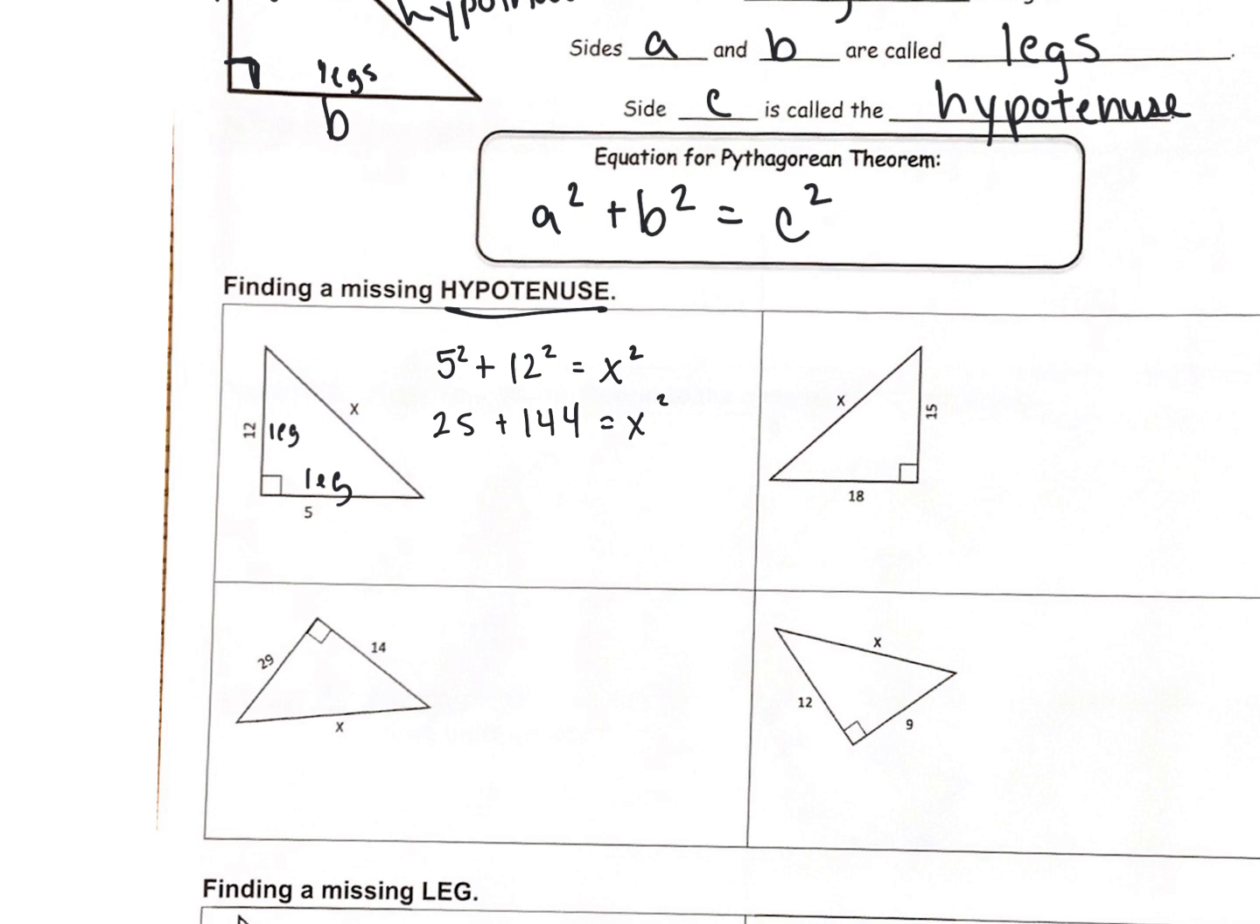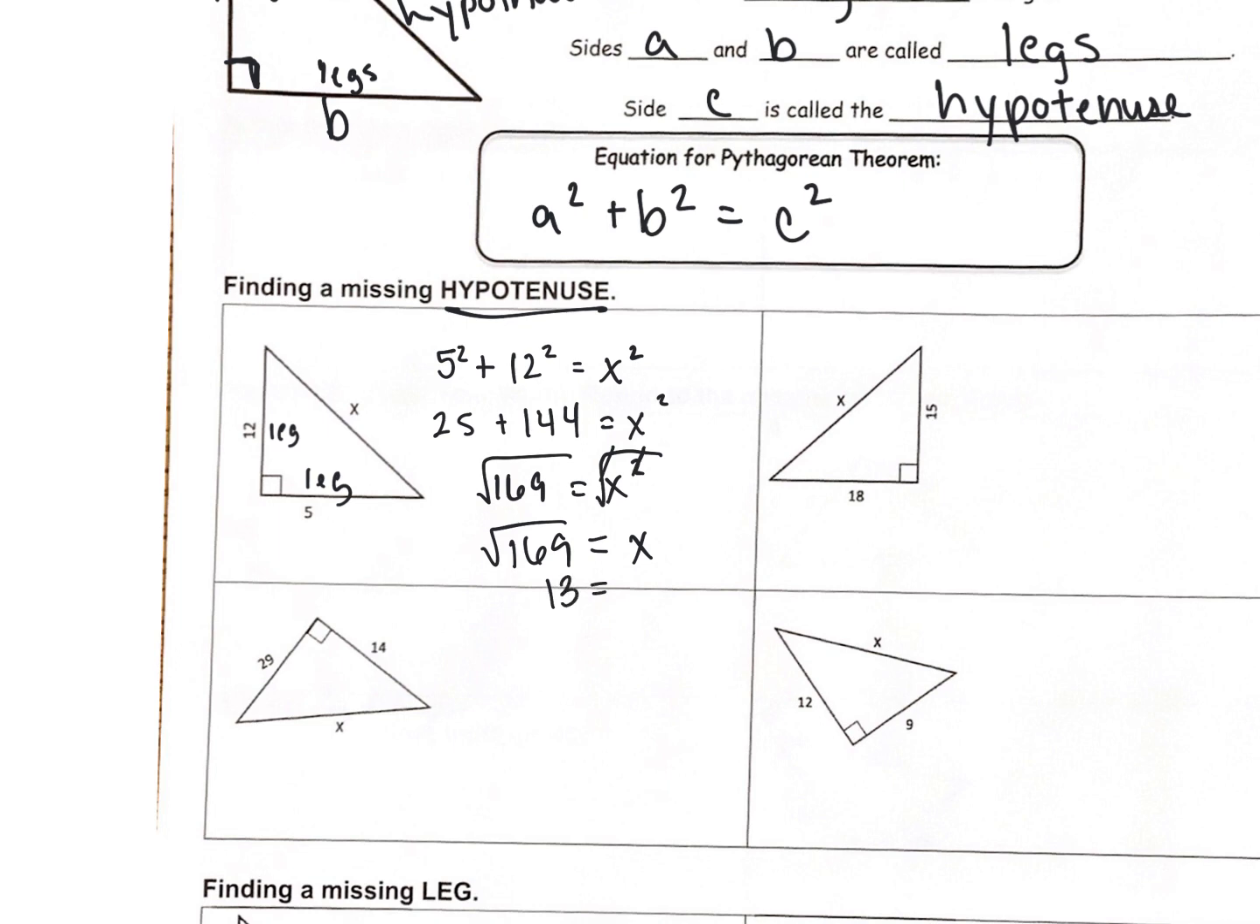So 25 plus 144 equals 169. So the square root of 169, well, let's go back. So now we have 169 equals x squared. So we need to figure out how to get rid of the square so we can get x by itself, because we want to know what just x is. Well, we've done this before. If you want to undo a square, you're going to take the square root on both sides. And so now we have the square root of 169 equals x, because these two cancel each other out. So now we have the square root of 169, which equals 13.